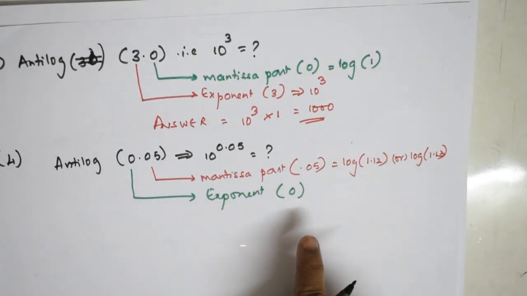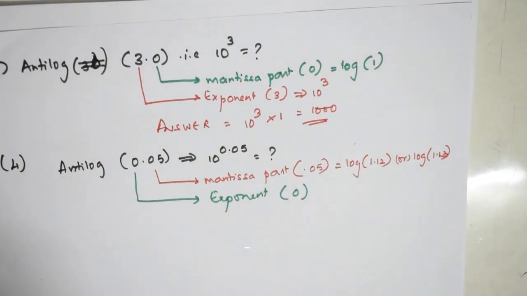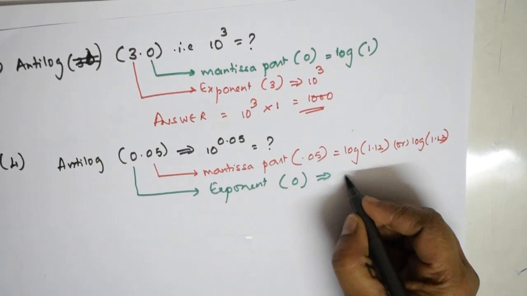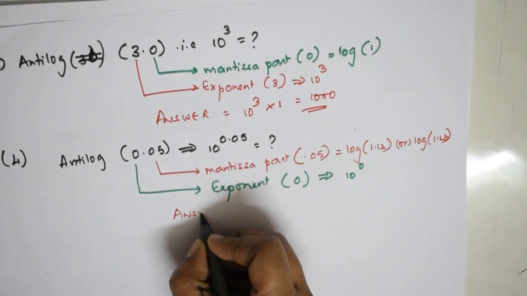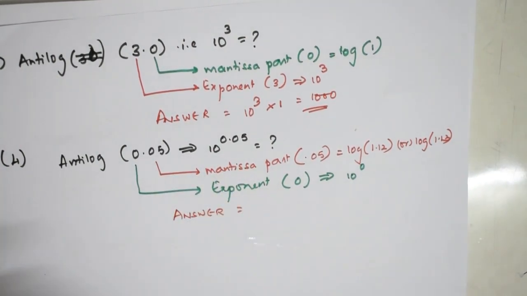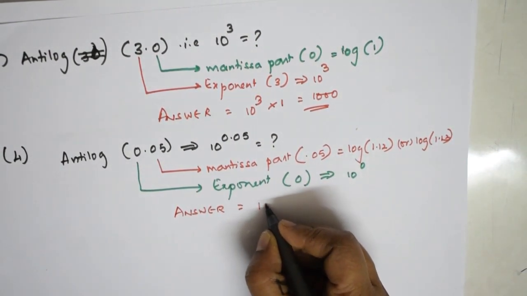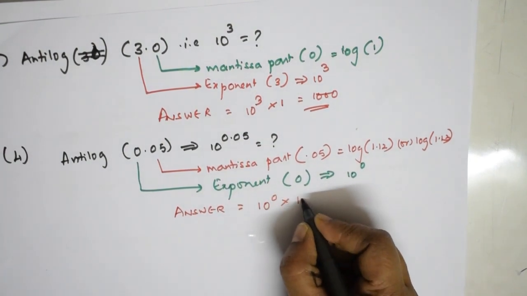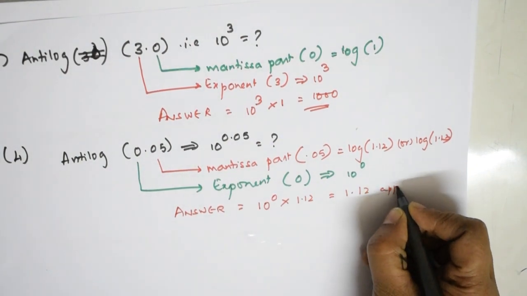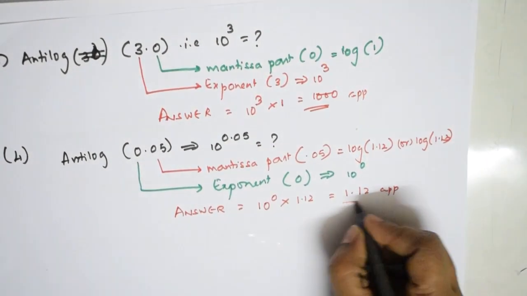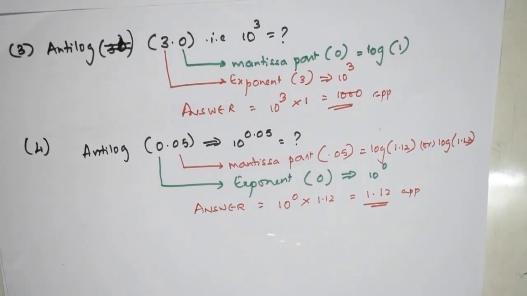Now the exponent 0 implies 10 raised to the power of 0. Now let us find the answer. First you take the exponent part, 10 raised to the power of 0 into 1.12, which is equal to 1.12 approximately. So all these are approximate values, students. This is the answer. What did I do? I just checked with the log table which we have, correct?